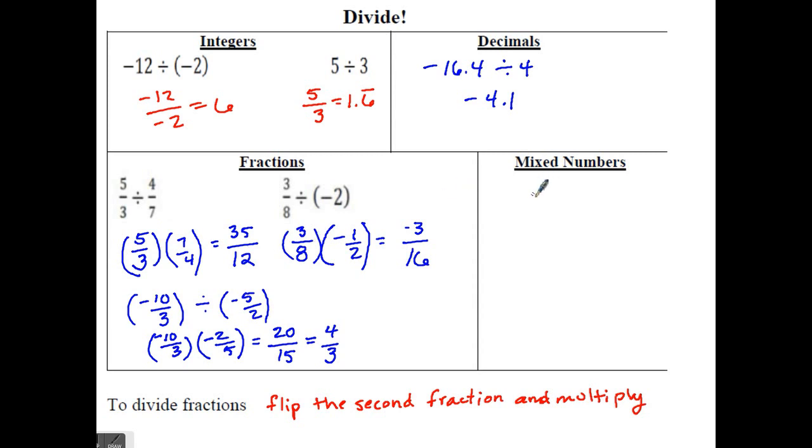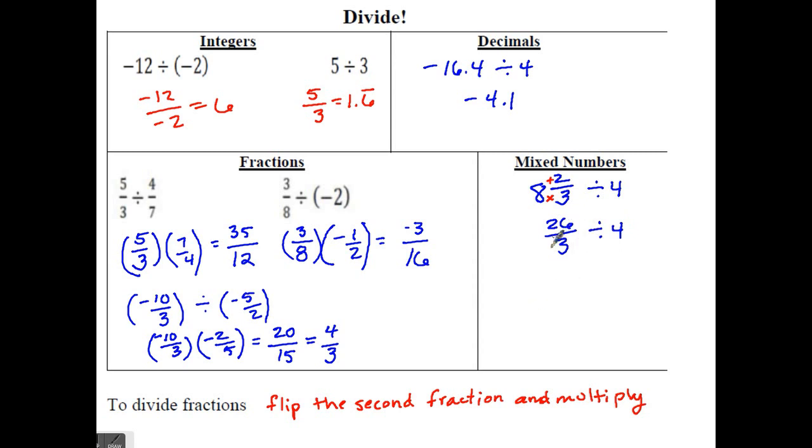8 and 2/3 divided by 4. I need to change this mixed number to an improper fraction, and the way we do that is by multiplying the 8 and the 3 and adding a 2. So we're going to multiply 8 times 3, that's 24, plus 2, so 24 plus 2 is 26, and all of that is over 3, and that's going to be divided by 4.